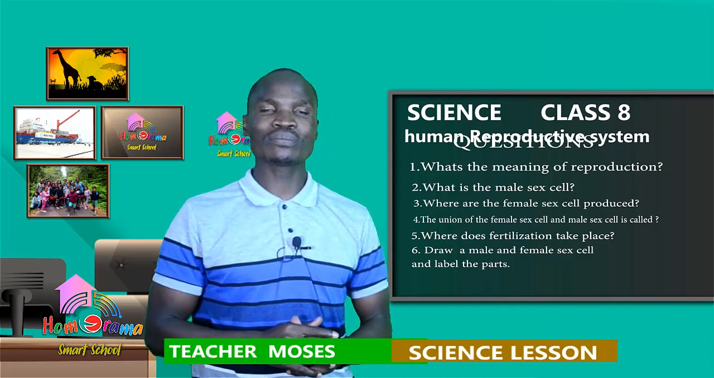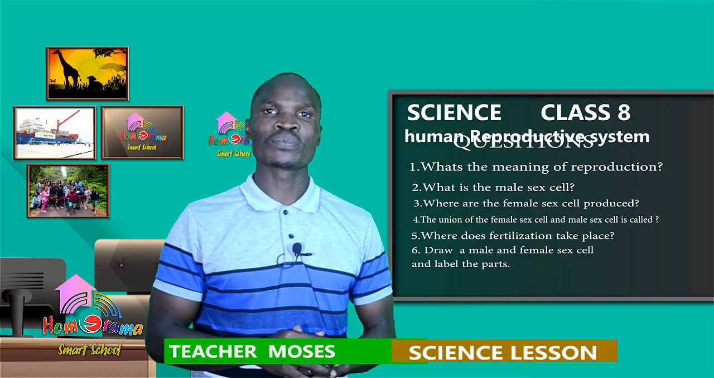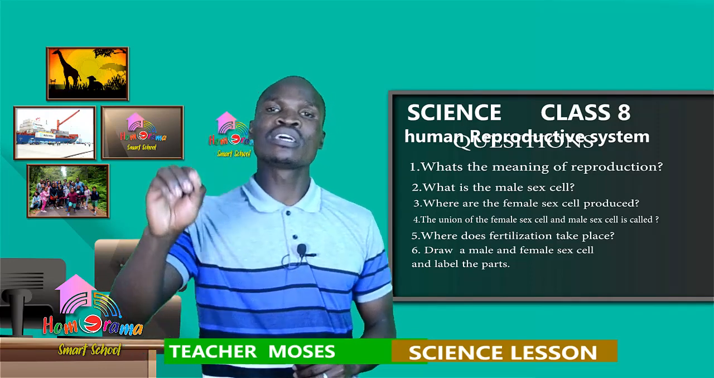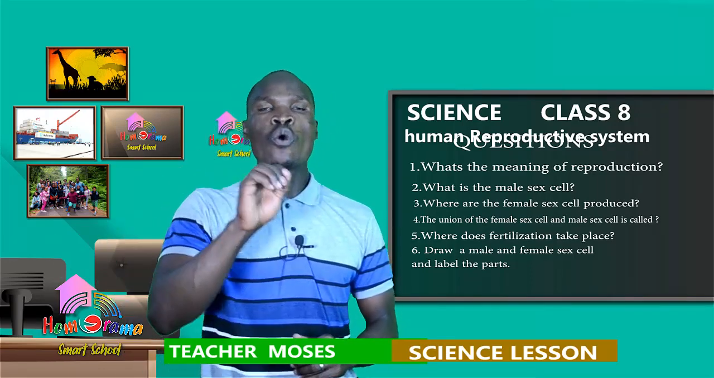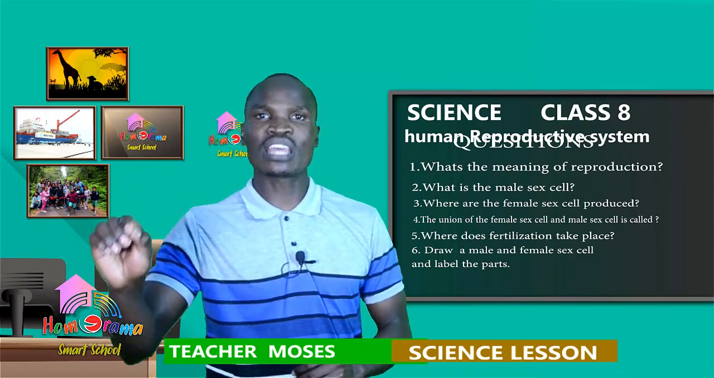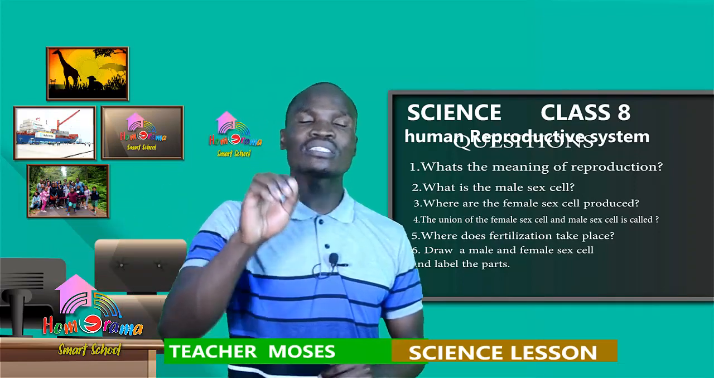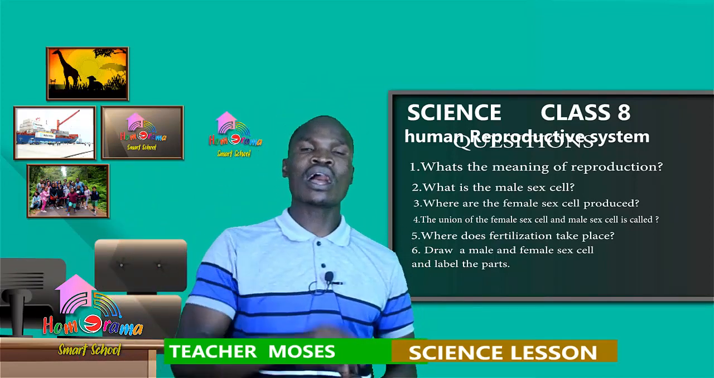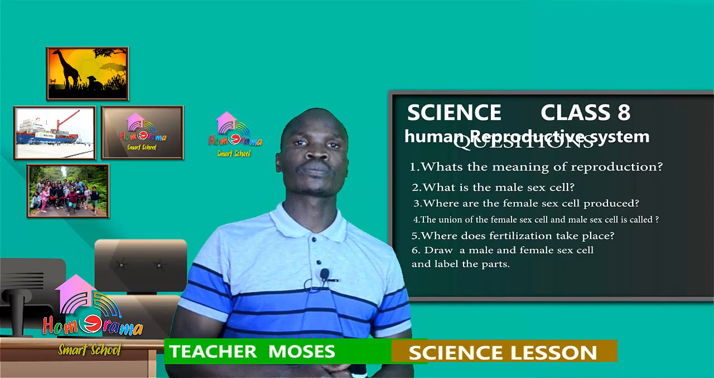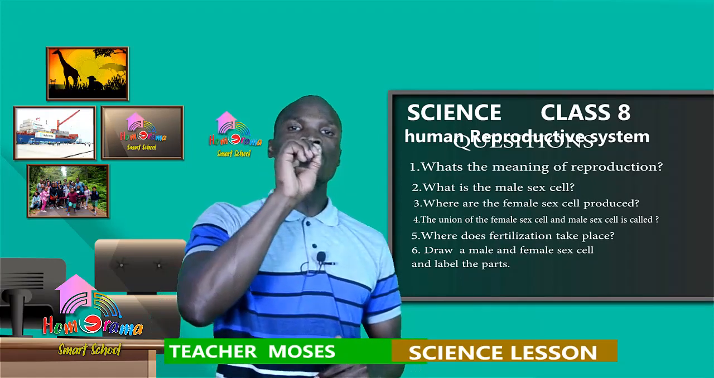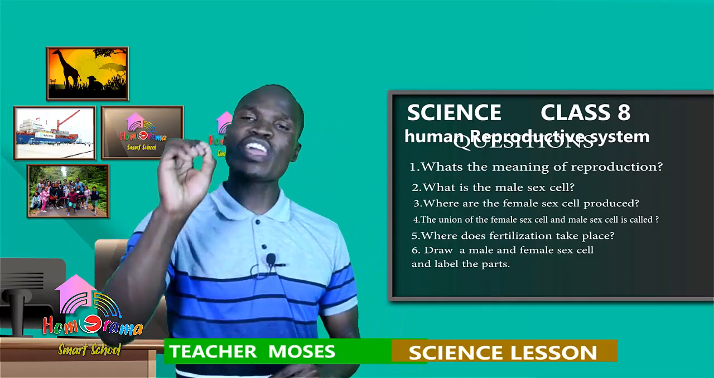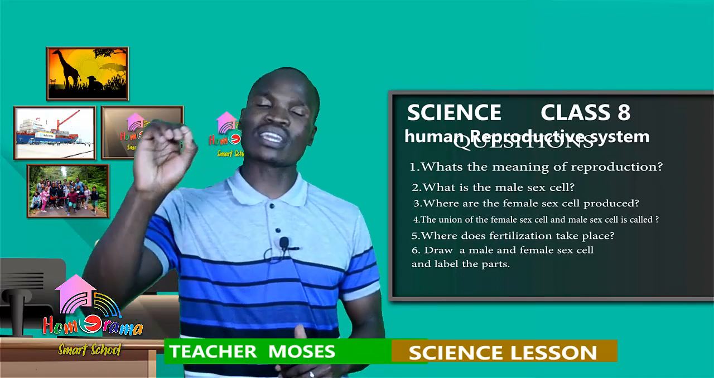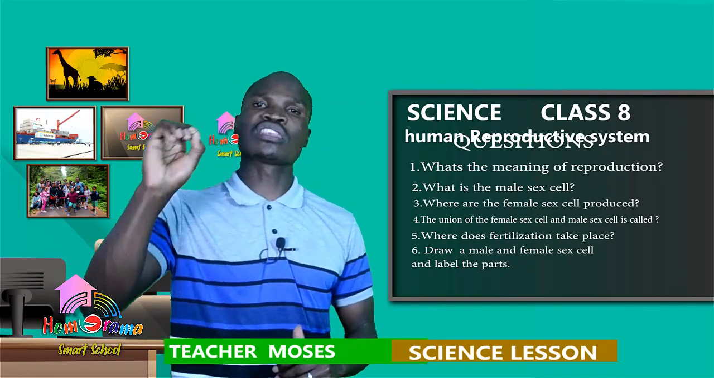Our next number, where does fertilization take place? And the last question, draw a male and the female sex cell and label the parts.